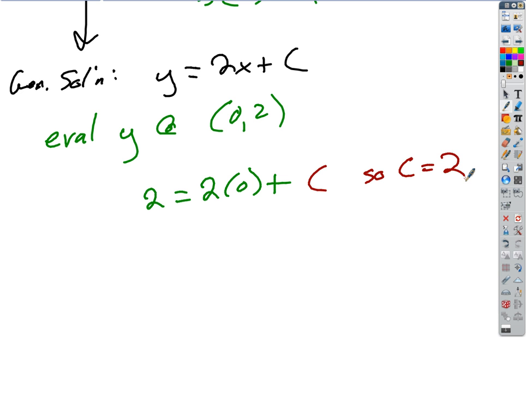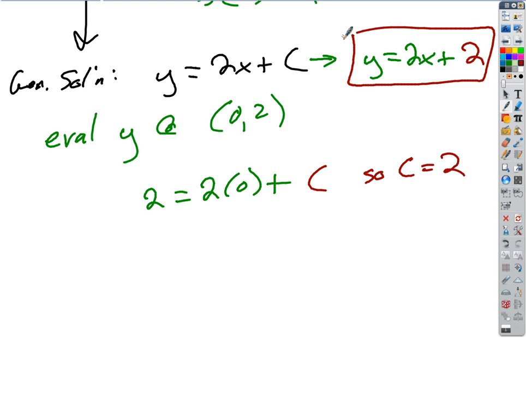And that tells us then that the particular solution is just y equals 2x plus 2. Okay. Make sense? That's really all there is to it.